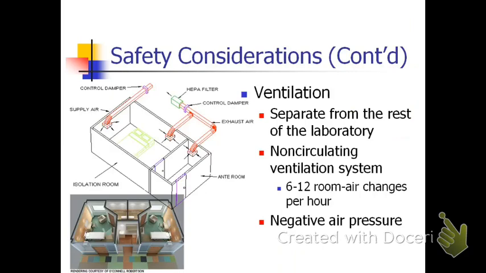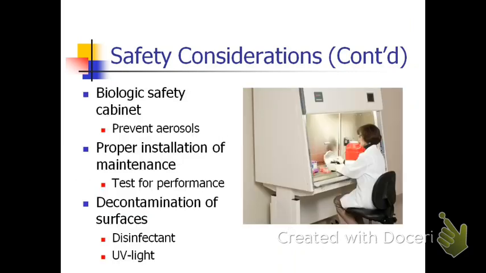And then, a mycobacterium laboratory should be separated from the rest of the laboratory because the organism is airborne. So there should be proper ventilation, ideally with negative air pressure. Non-circulating ventilation, which means that there would be 6 to 12 room air changes per hour. So this must be a very expensive laboratory.